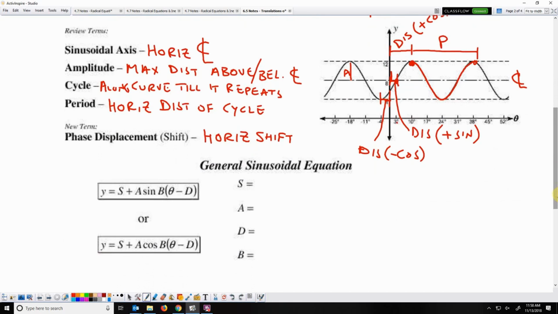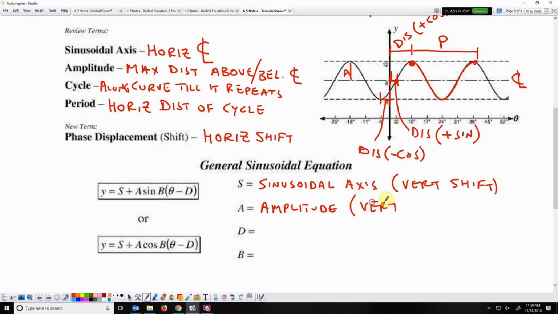So a general equation, either with sine or cosine, is s plus a sine or cosine b theta minus d. So s is the sinusoidal axis, and that represents the vertical shift. A is the amplitude, which represents the vertical dilation. D is the displacement or the phase shift, and that represents the horizontal shift.